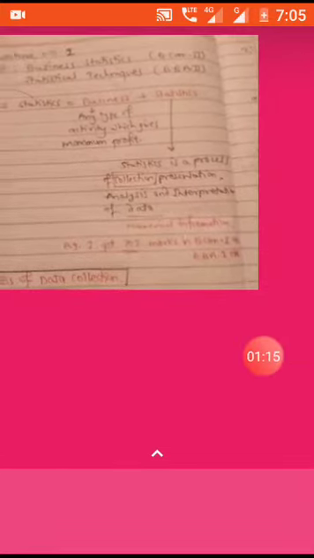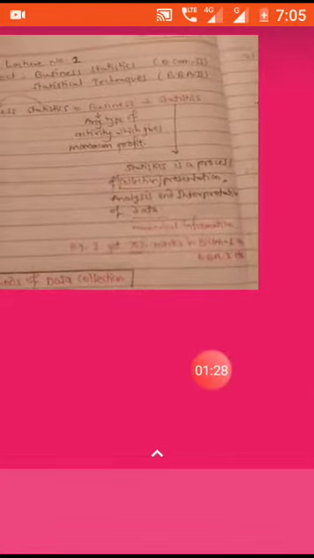The question arises here: what do you mean by statistics? Here is the definition of statistics. Statistics is a process of collection, presentation, analysis and interpretation of data. Here the data is nothing but numerical information.